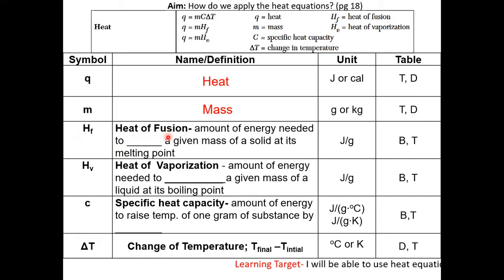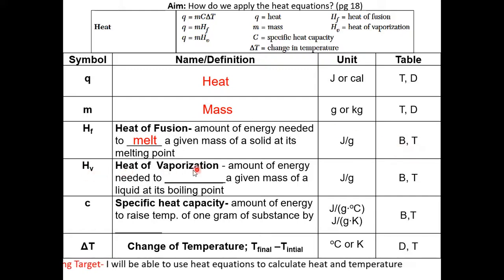Hf is the heat of fusion, the amount of energy needed to melt a given mass of a solid at its melting point. The unit of heat of fusion is joules over grams. The heat of fusion of water can be found on Table B on your reference table.